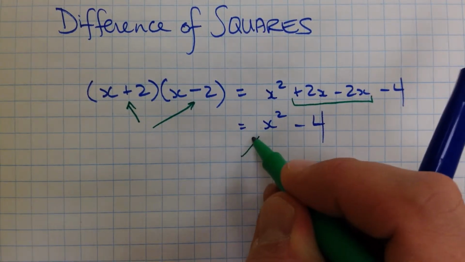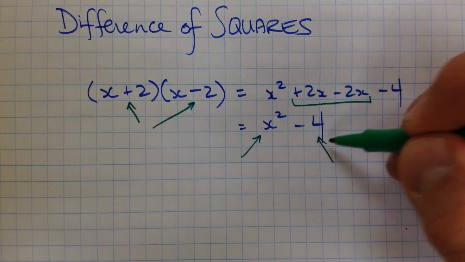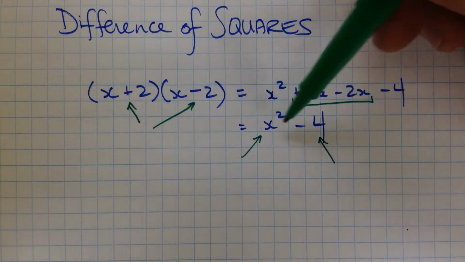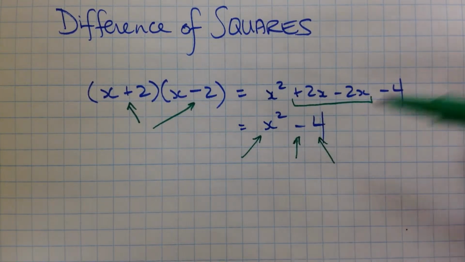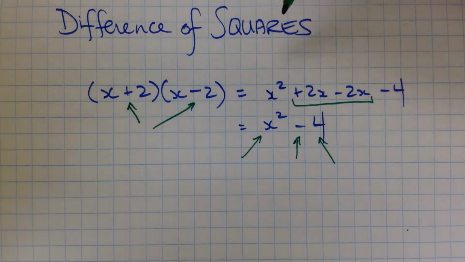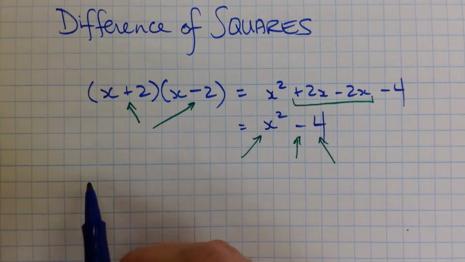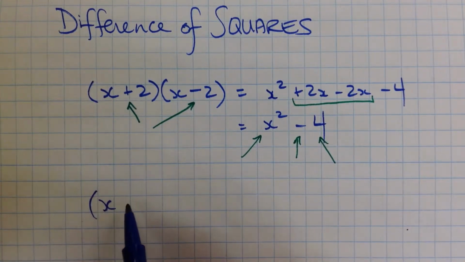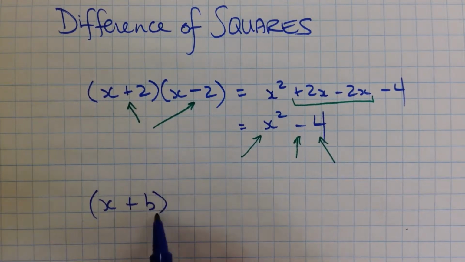Now this is x squared, and this is 2 squared because I've got a 2 here and a 2 here. These are squares, and there's a minus sign in between. That's why we call it a difference of squares. The two squares subtracted. In fact, this works anytime you have two expressions like this multiplied together, two binomials.